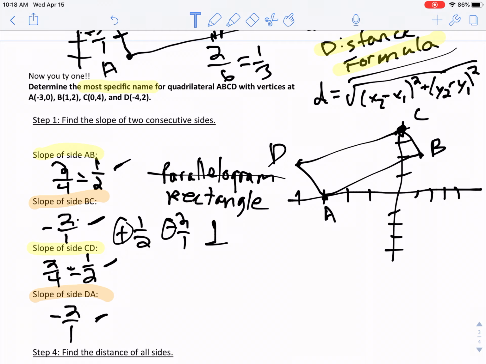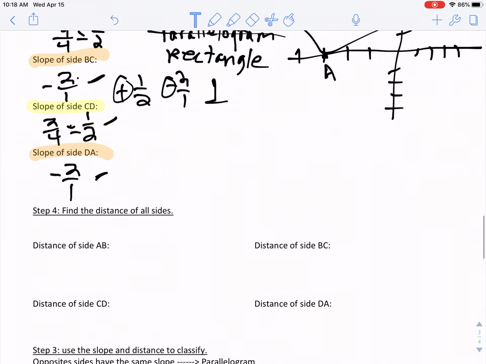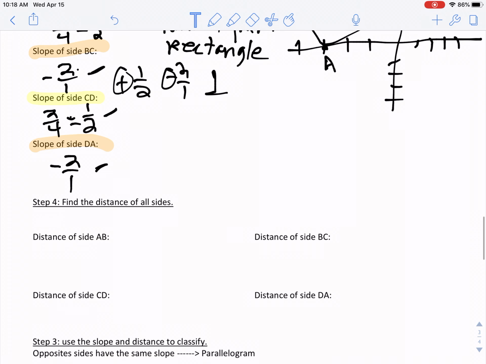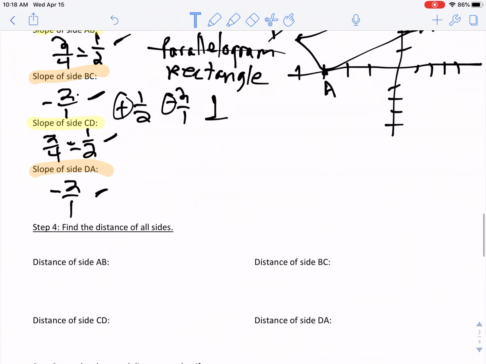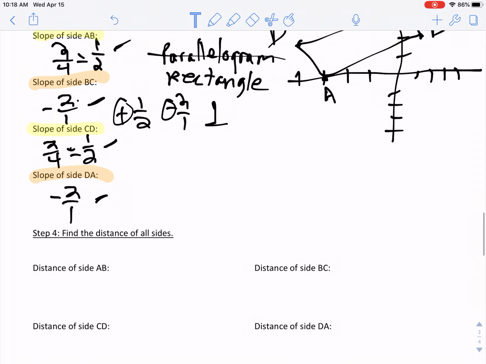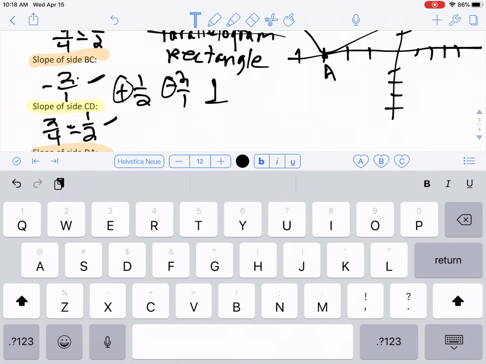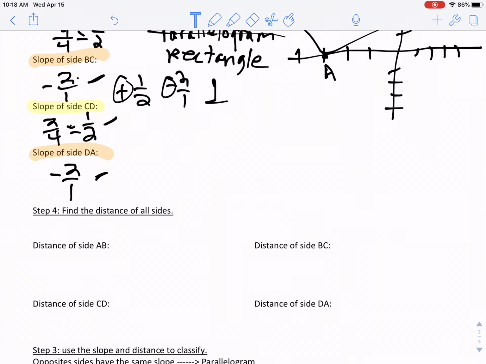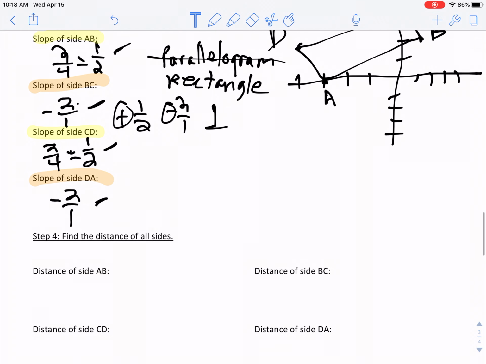All right, now the reason we still have to find the distance, this one has you do it for all the sides. I'm only going to do it for adjacent ones, because as I said, since it's a parallelogram and rectangle, we know AB and CD are the same, and we know BC and DA are the same, so I only need to pick 2 of them. What we're looking for here is if those sides are the same, it's a square. If they're not the same, it's a rectangle.